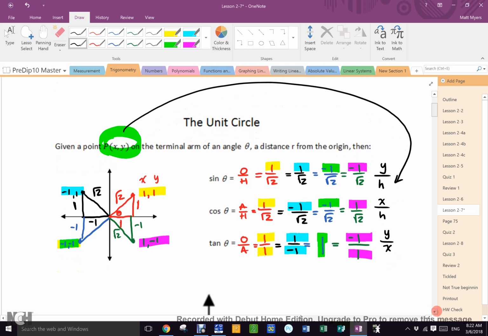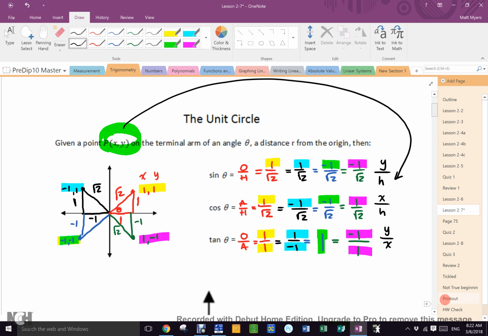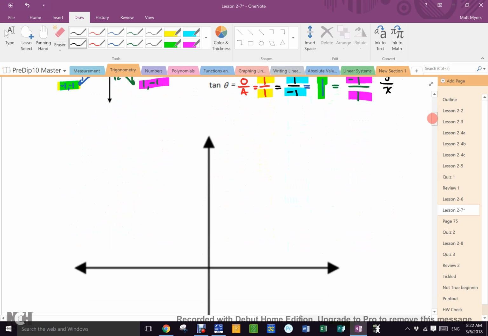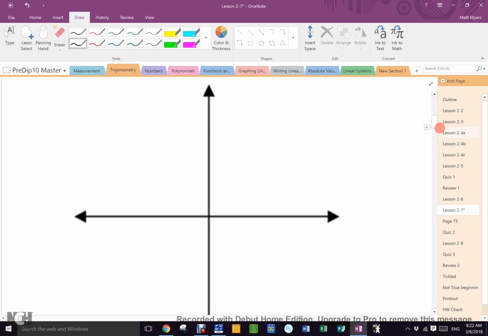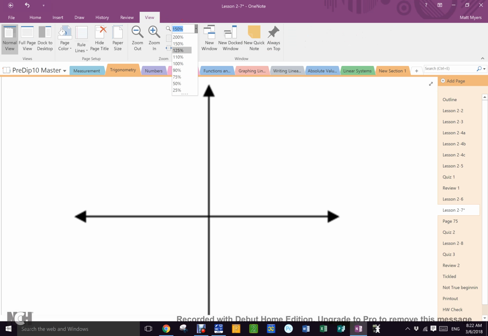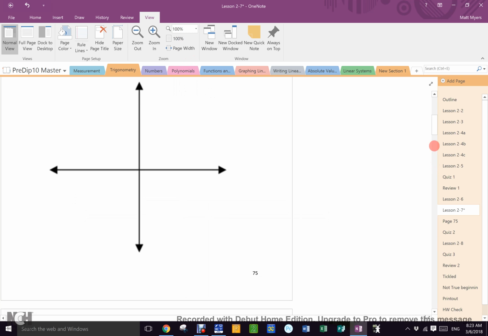But there's a bit of a problem there. What is that problem? Does the x and the y automatically give you the h? No. Still got to work it out. So knowing what you know now, I'm going to shrink this down so you can all see it on my screen at once, even though it's all on your page at once.